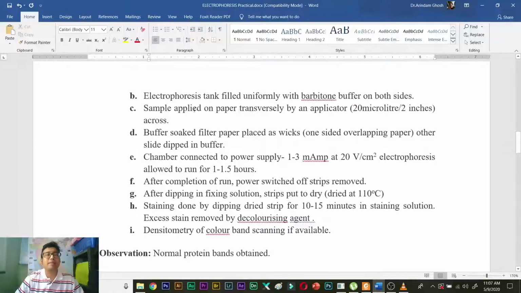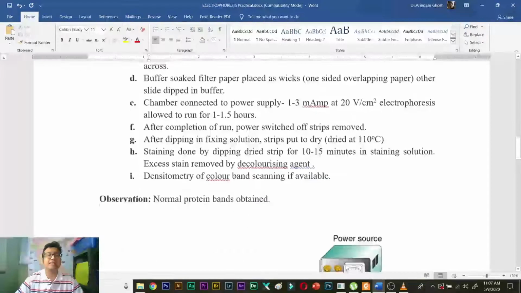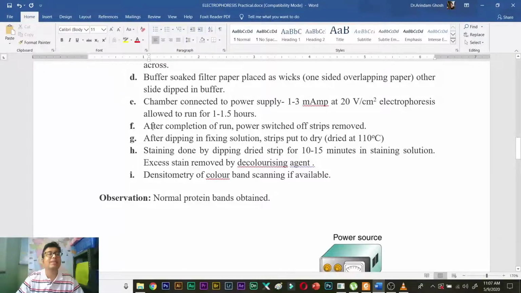The sample is applied transversely using an applicator. Buffer-soaked filter paper is placed as wicks, overlapping, with one side in contact with the gel and the other side in contact with the buffer, or we may choose to fill the whole thing with the buffer. Then the chamber is connected to the power supply and it is run. After this, the whole thing is disconnected.